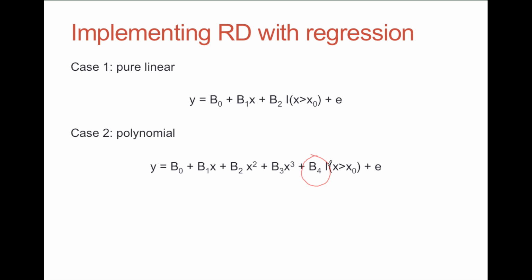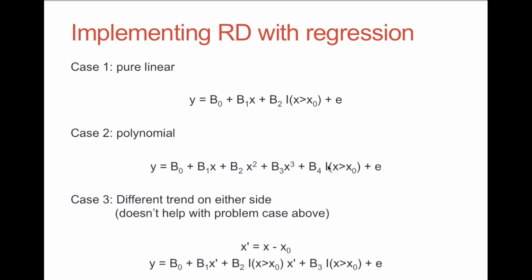If you want to allow for a different linear trend on either side of the discontinuity, you can estimate this slightly more complicated model. Define x prime to be the distance to the cutoff, and the fitted line will have a different slope on either side, with beta 3 being again the estimate of the RD effect, the coefficient on the dummy variable. We use distance to cutoff instead of the actual value of x in the model so that if there's no effect, the two lines connect to each other.